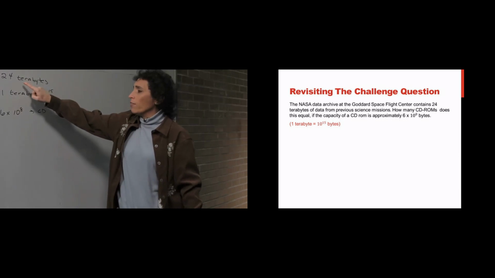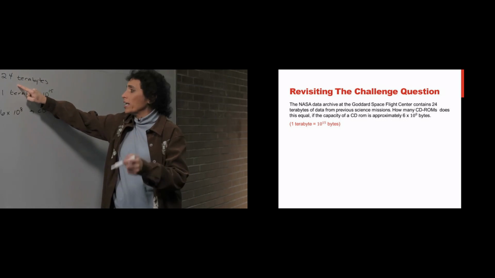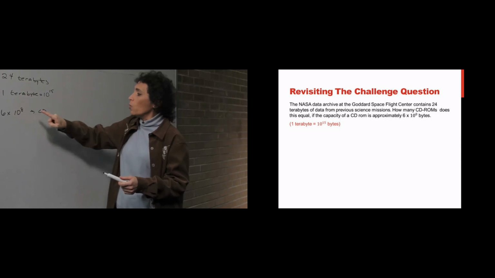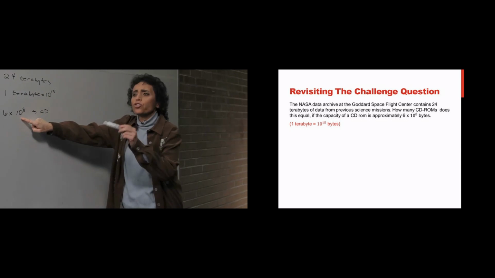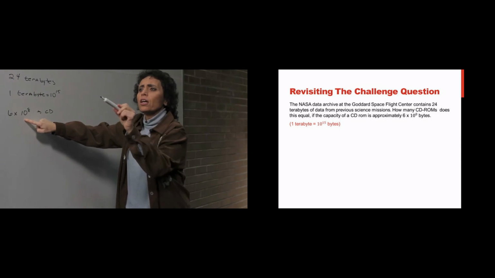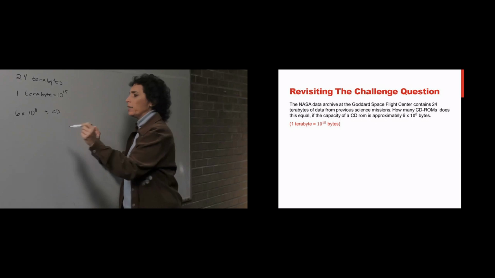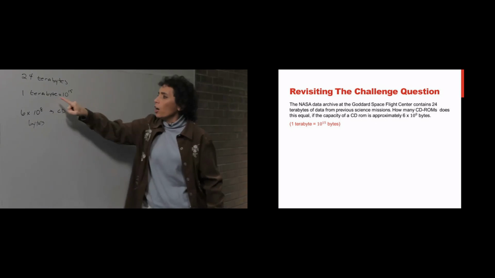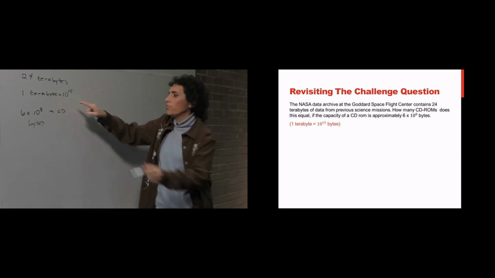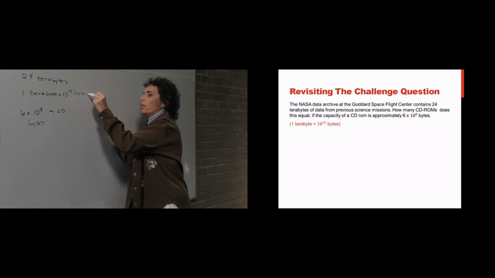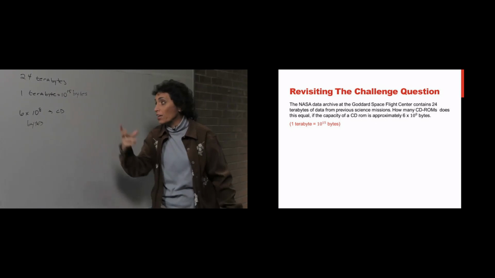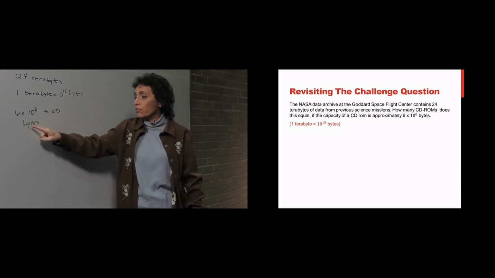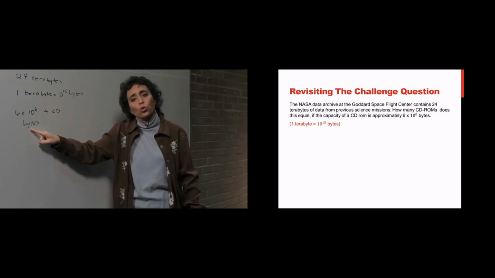Okay? I know I have 24 terabytes of data that I want to get on CDs. I want to know how many CDs I need. Well, I know that one CD holds 6 times 10 to the 8th bytes of data. And I know 1 terabyte is 10 to the 15 bytes of data. So first thing I have to figure out is how many bytes of data I have total, and then I have to figure out how many CDs I need to hold all those bytes.